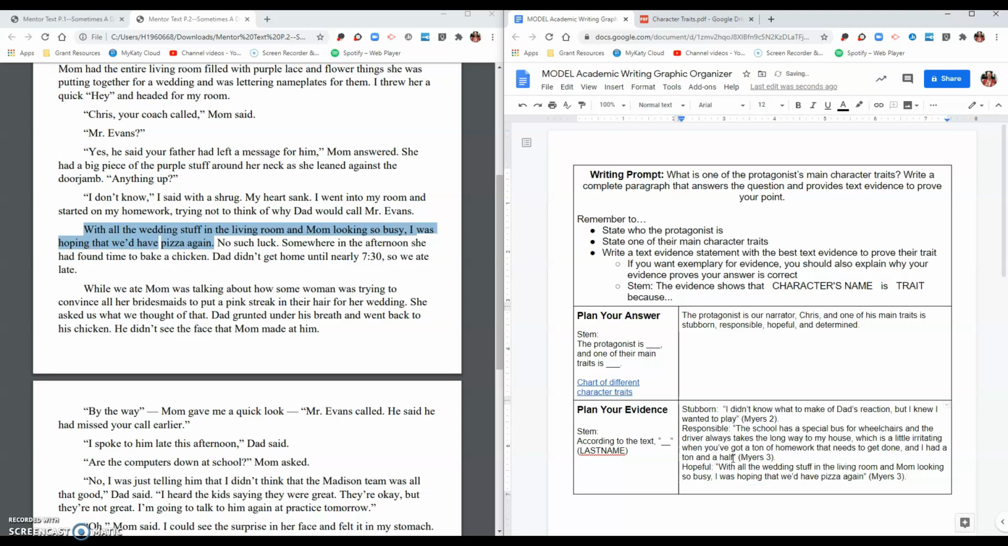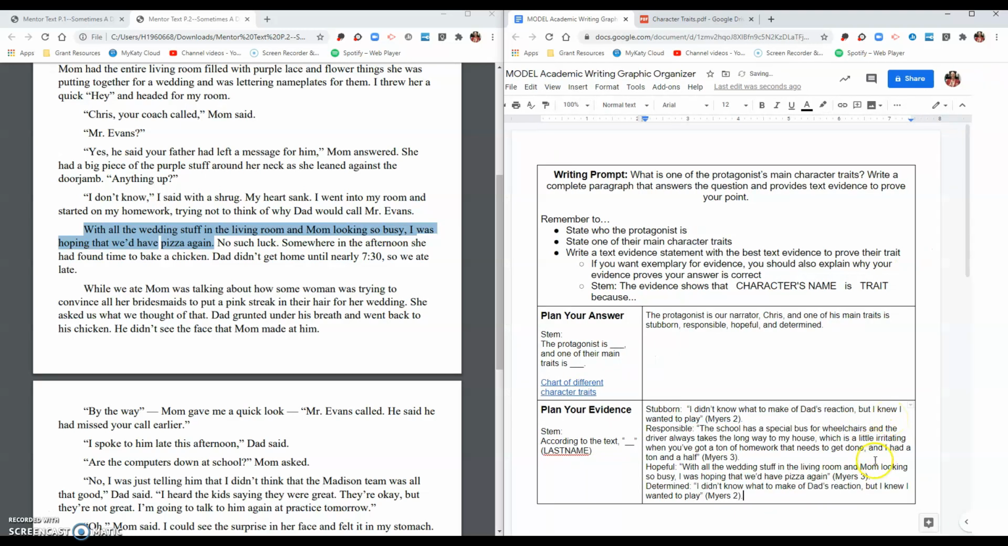And finally, my last character trait that I chose was determined. Now, I think I can use this piece of evidence right here to show how determined he is, because he's still determined to play no matter what Dad thinks about wheelchair basketball. I'm going to paste that right here. Now I've got some options. I'm going to have to sort through this and figure out what is my best character trait and what is my strongest piece of evidence to support that.